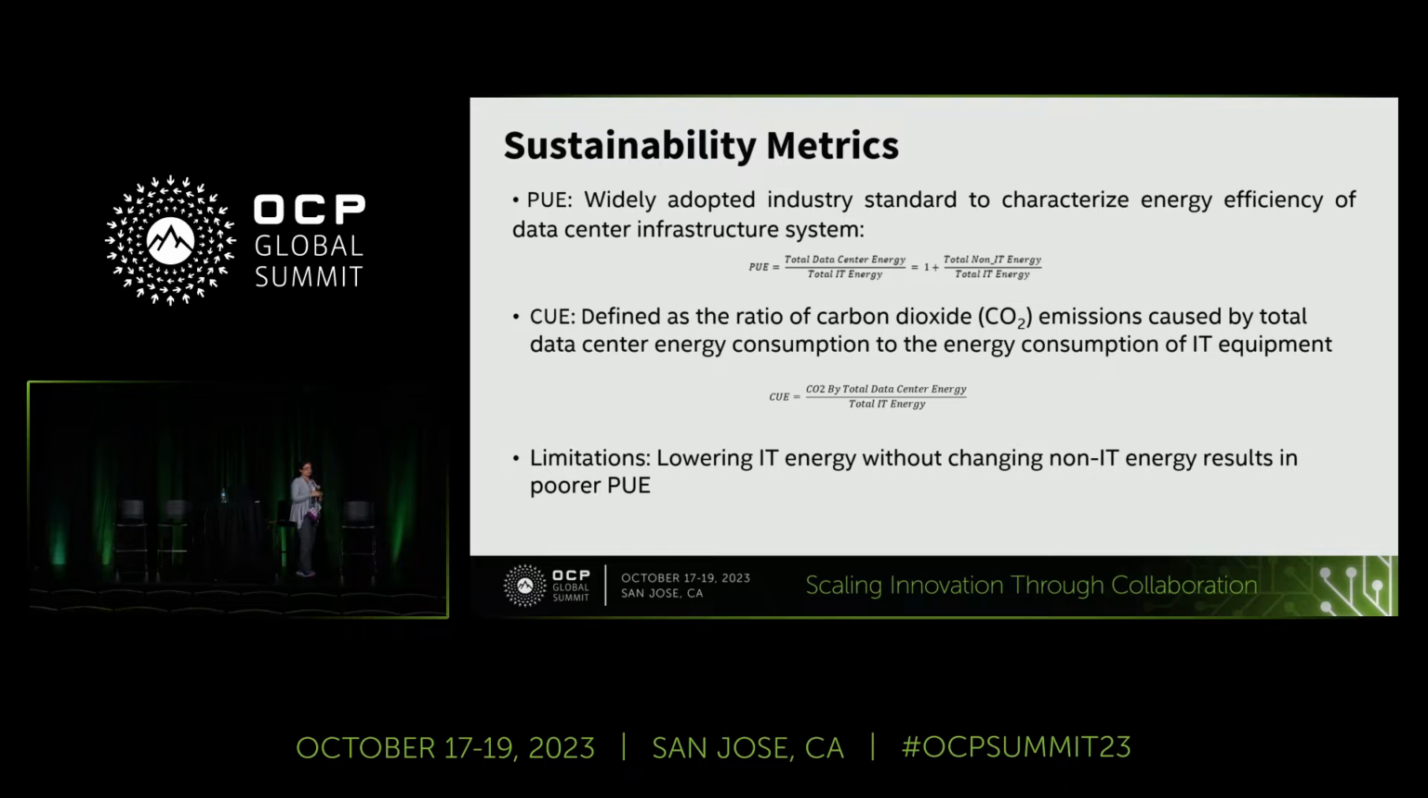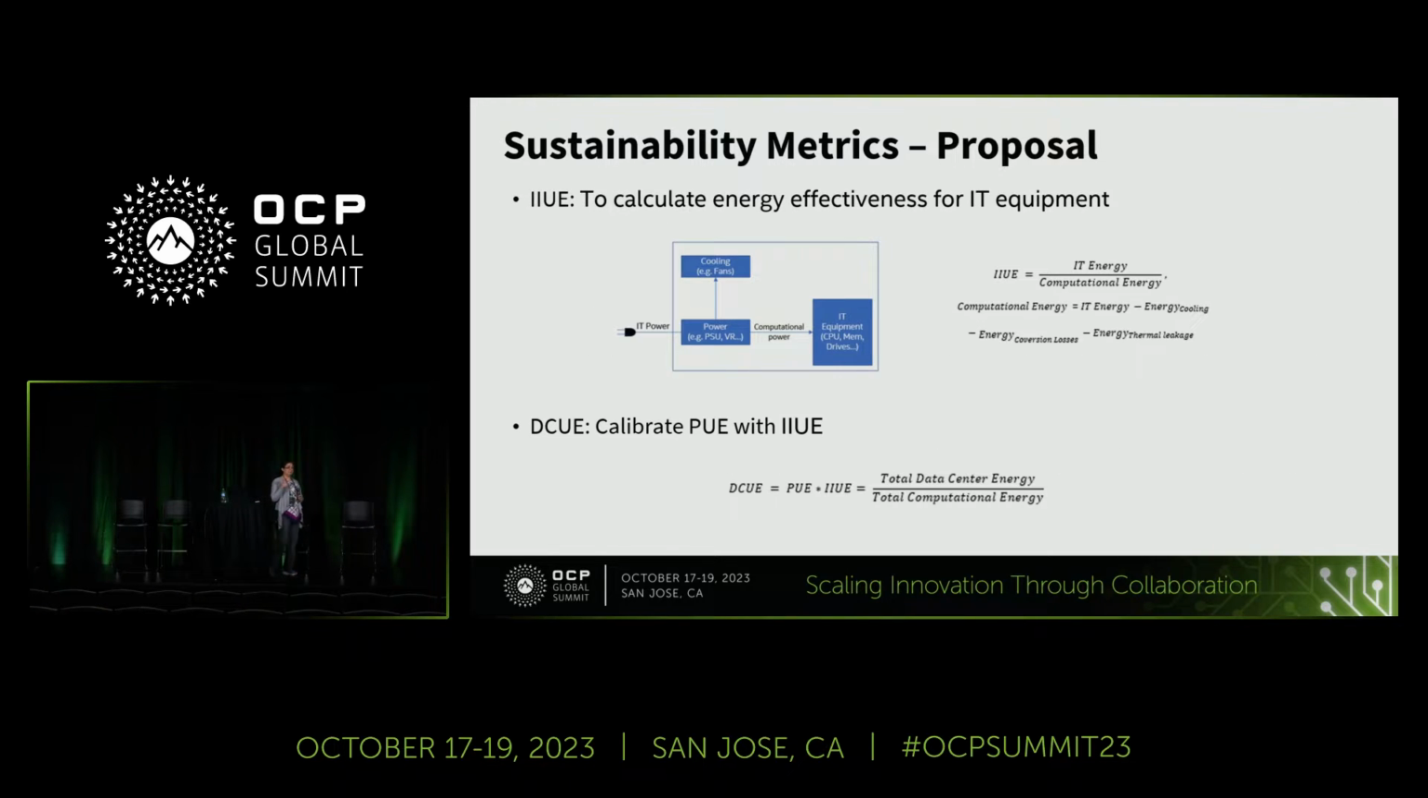And the CUE is a metric that is being driven by Green Grid, and it is the carbon dioxide of a total data center energy divided by total IT energy. Both of these have challenges if we move forward. Let's say if we reduce the total IT energy and make no changes to the non-IT energy, it's going to give you a poorer PUE. So what's the OCP doing? You have heard previously, IUE as well as DCUE.